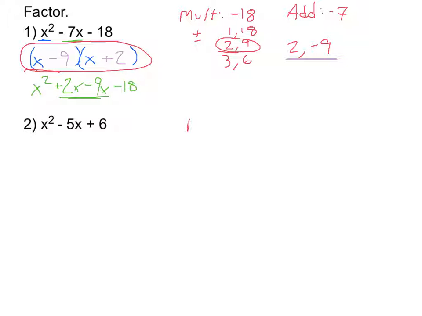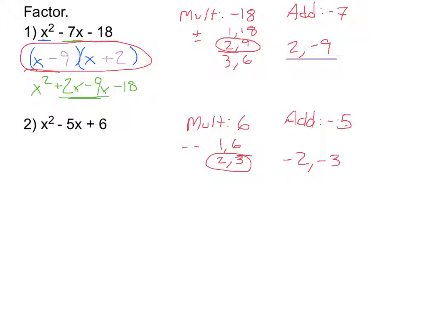We need a pair of numbers that will multiply to 6 and add to negative 5. So let's make a list. 1 and 6, 2 and 3. And because it's got to multiply to a positive but add to a negative, we got to have two minuses. So here we are. We're going to go with negative 2 and negative 3.